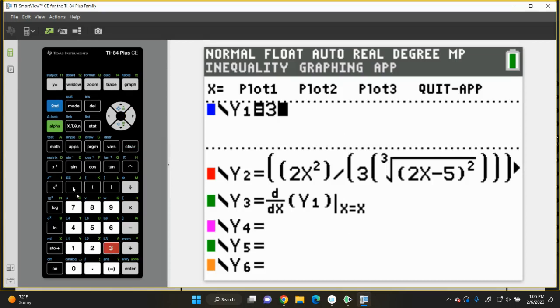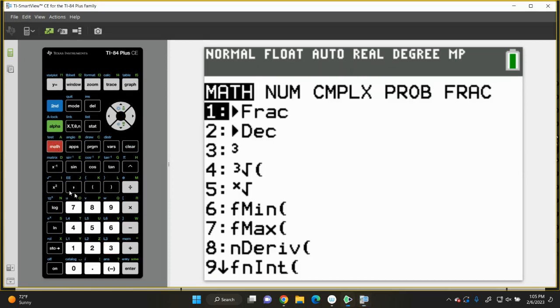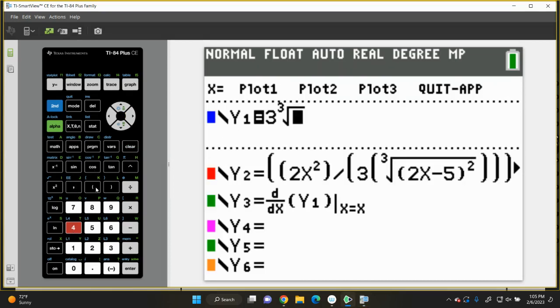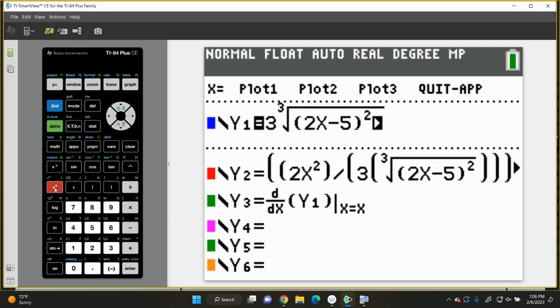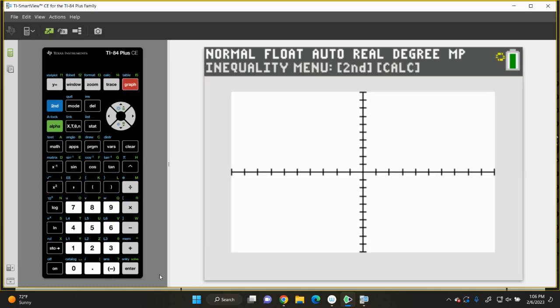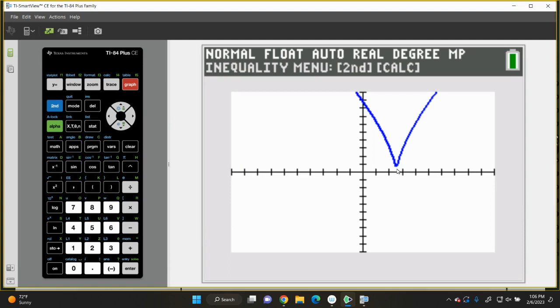Okay? 3 times the cube root of 2t minus 5 squared. That's what's in the denominator. I'm just going to look at that on the calculator and find out where that equals 0. Because I know it's never going to be negative, and even if it was negative, that's okay. You can take the cube root of a negative number. Okay? So we're going to just graph that little piece right there. It never equals 0.